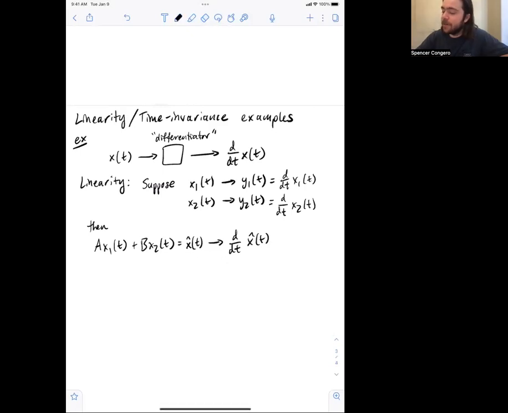And now I just have to plug back in for what that function was. So now I see my output should be the derivative of that function. So I'll open some parens here. And it should be the derivative of whatever x hat of t was. But look, we have that written right here. It's ax1 plus bx2.